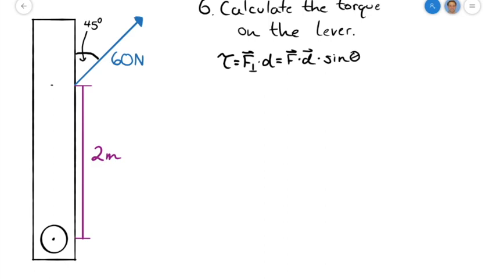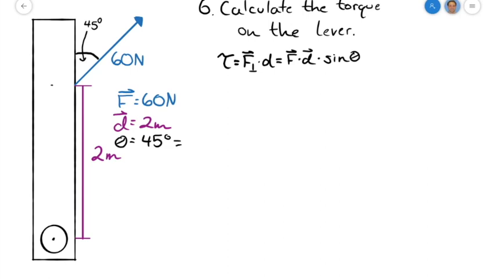So let's see what they gave us. We have a force that's equal to 60 newtons. We have a distance vector, position vector actually, for distance, which is 2 meters. And we have a theta that's equal to 45 degrees. And if we want, at this point, we could actually already calculate the sine of that 45 degrees, so we can input it into our equation.